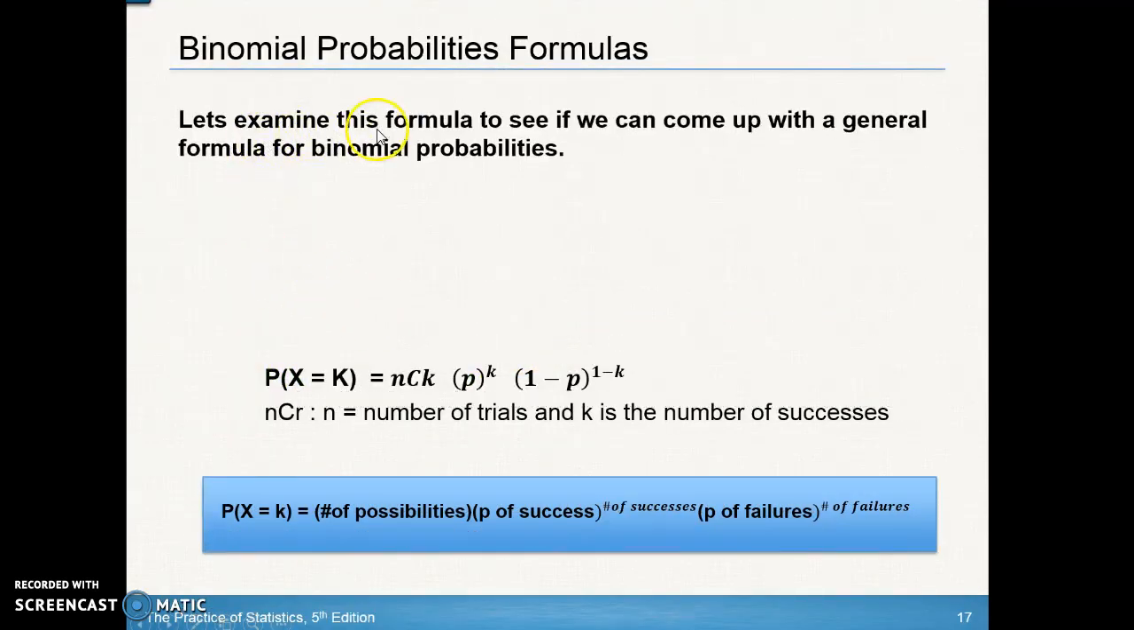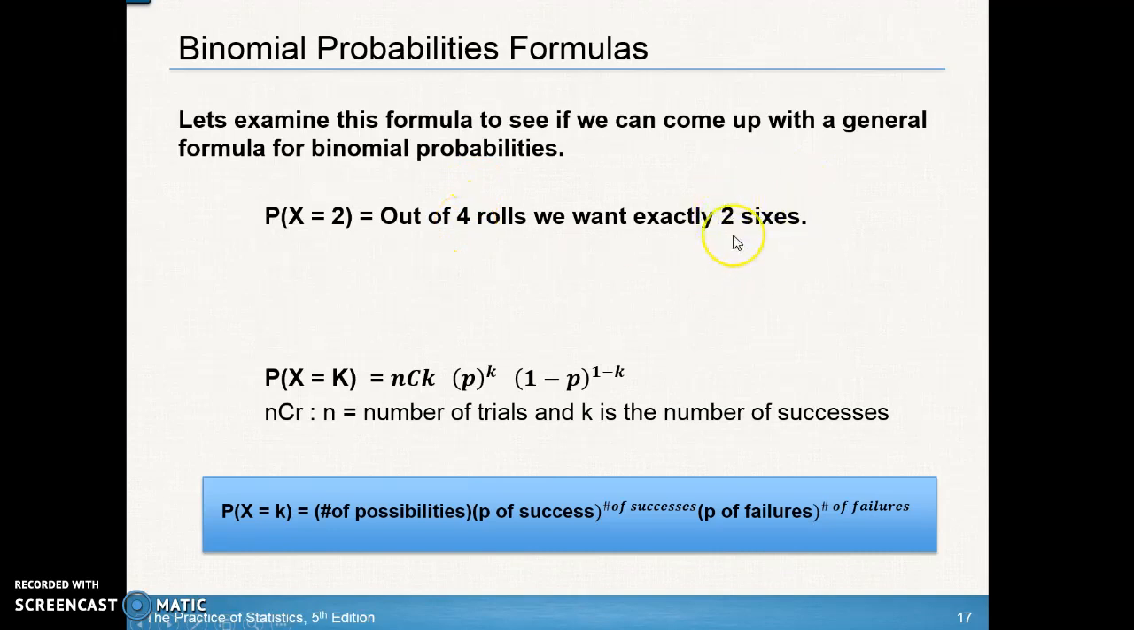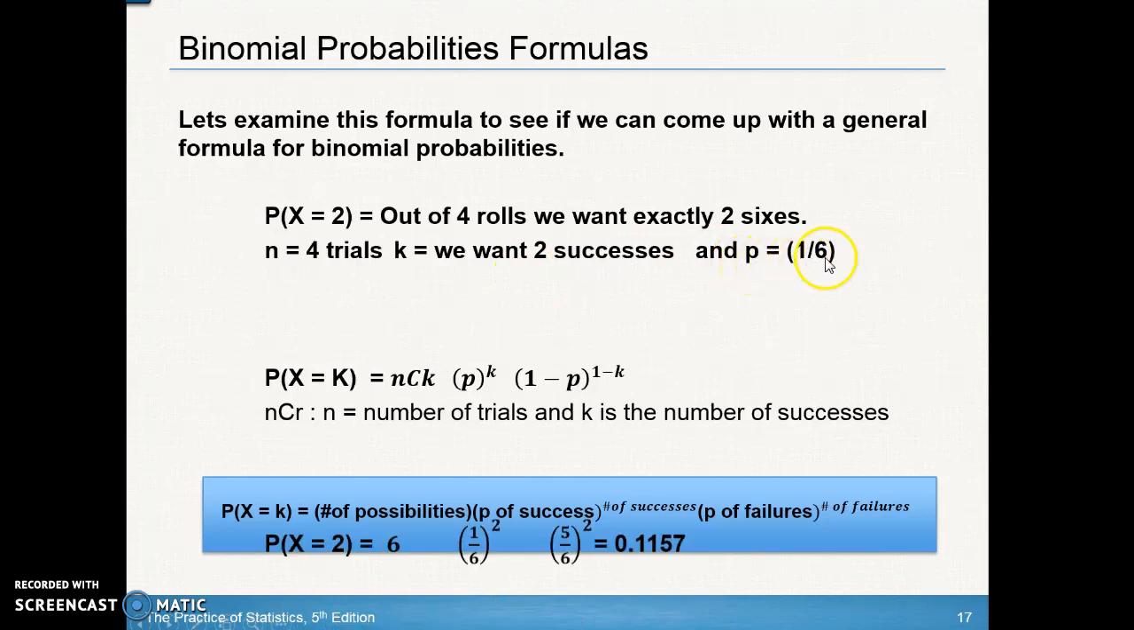Okay, so let's examine this formula and see if we can come up with a general formula for binomial probabilities so that we don't have to write out the probabilities every time. So the probability that x is equal to 2 is telling us out of 4 rolls, we want exactly 2 sixes, or 2 successes. We know that we have 4 trials. We want 2 successes, so we define k to be the number of successes that we want, and the probability of success is 1 out of 6.